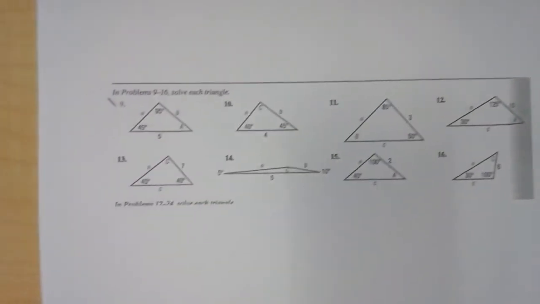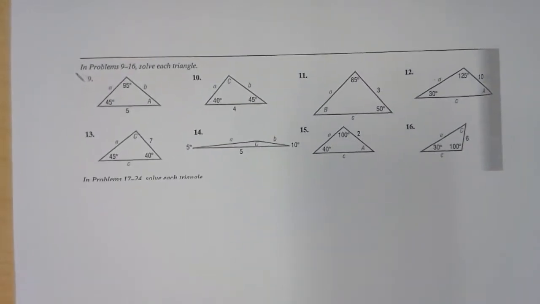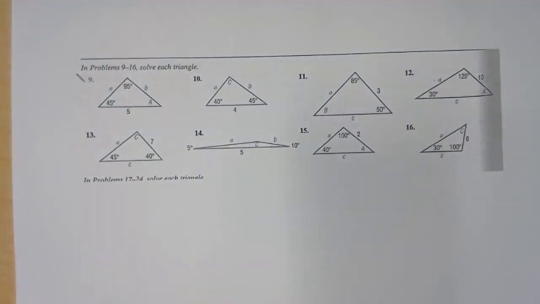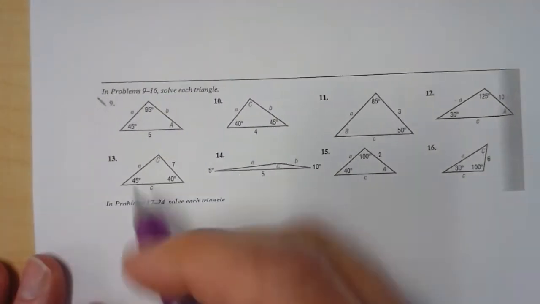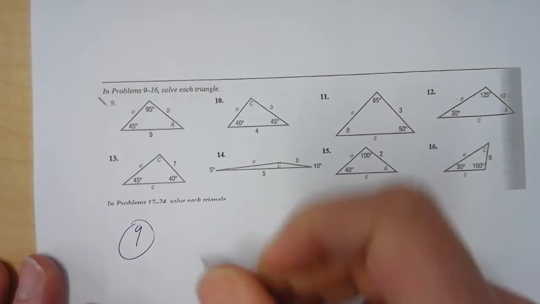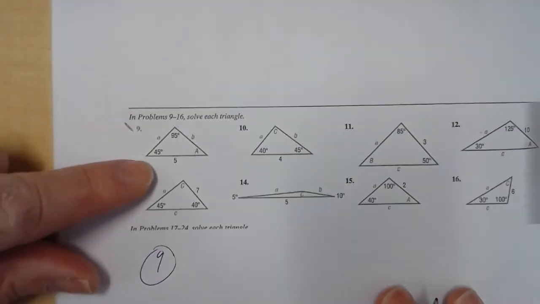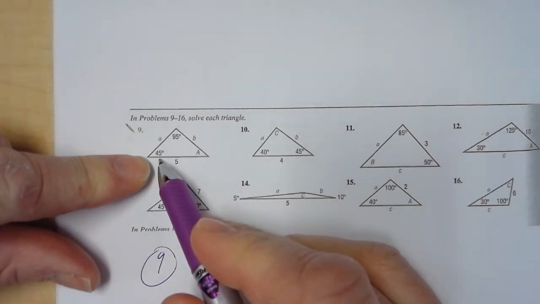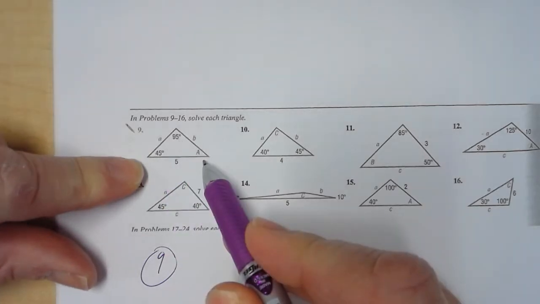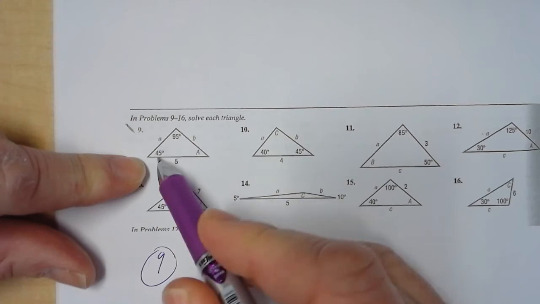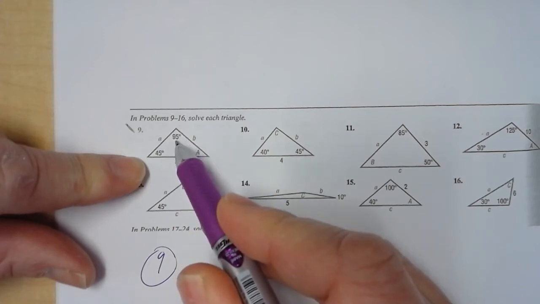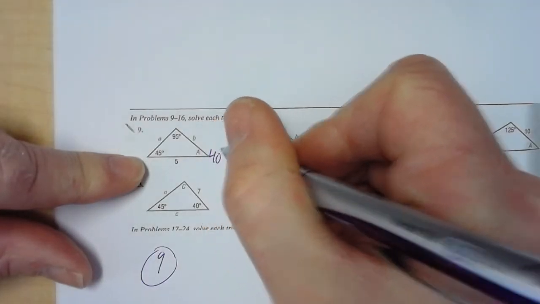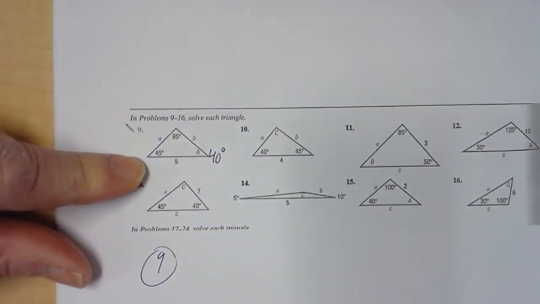Number 9. So for number 9, we're to solve the triangle, which means you're supposed to find all the angles and all the sides. So here's number 9. We know this angle right here because we can add all of these together, can't we? So that plus that would be 140. So then this would be an angle of 40 degrees. That's pretty straightforward, isn't it?